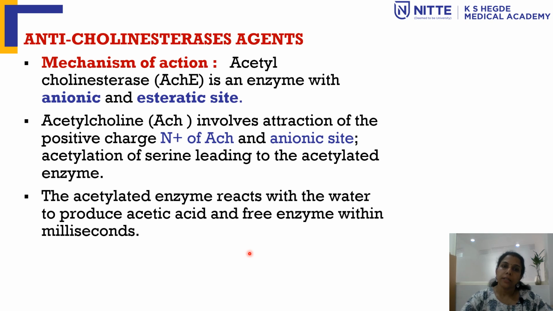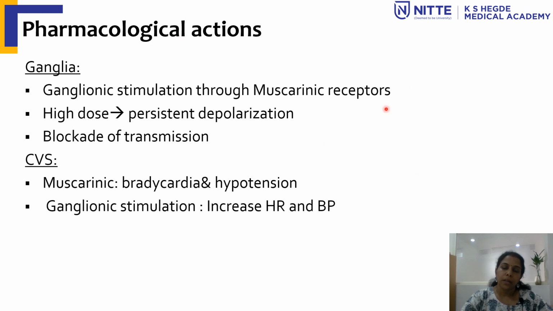This is inhibited by the anticholinesterases, by binding to these sites. That's how they act. Now coming to the pharmacological actions. Ganglionic stimulation through the muscarinic receptors at high doses can cause persistent depolarization, and further transmission gets blocked.